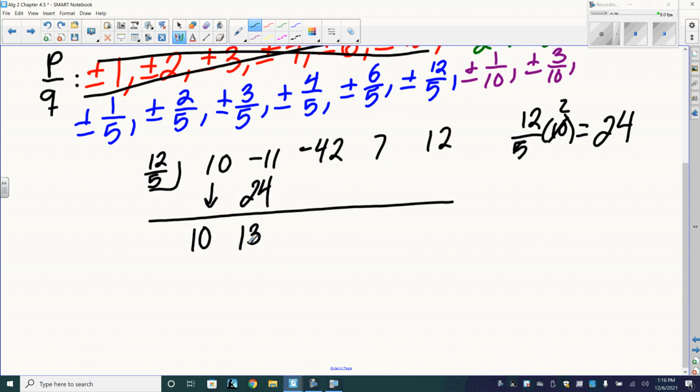And then we'd multiply 13 by 12/5, which would be 156 over 5. And then we would subtract from it 42, which works out to be -54 over 5. And then we would multiply it by 12/5, which is going to be -648 over 25. Well, hold on. Is this getting anywhere close to 0? No. So we can stop here.